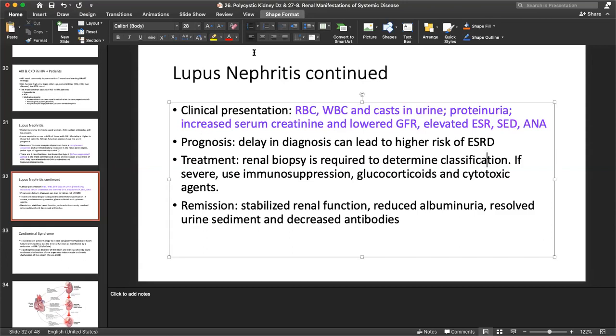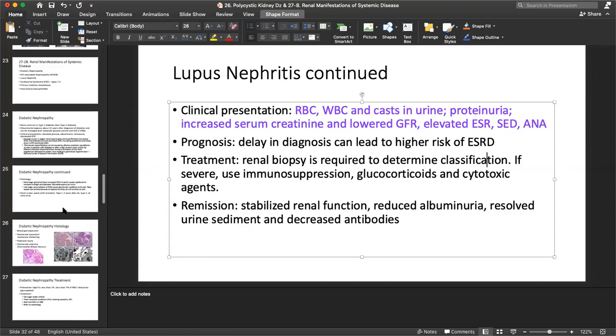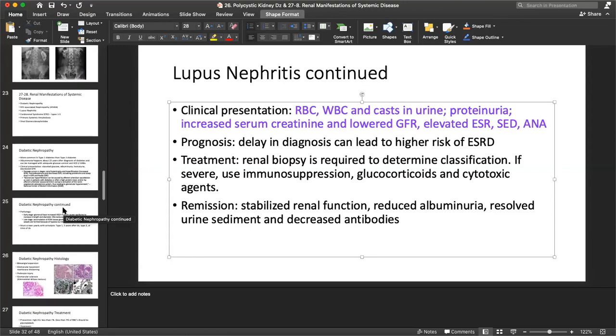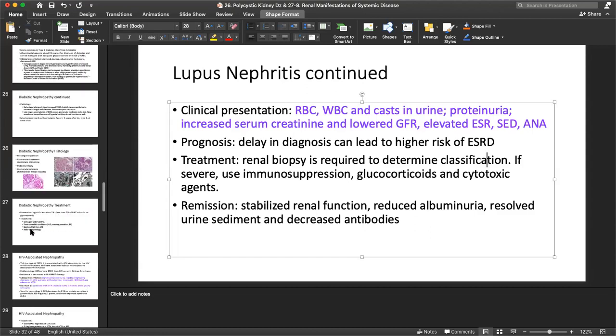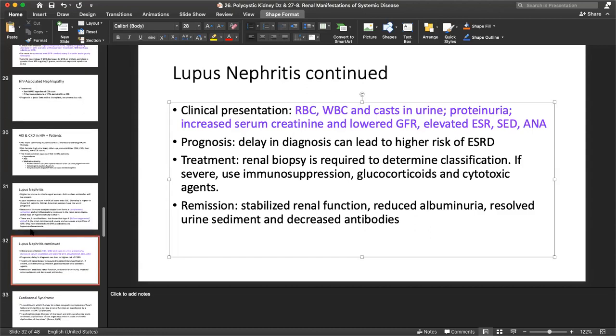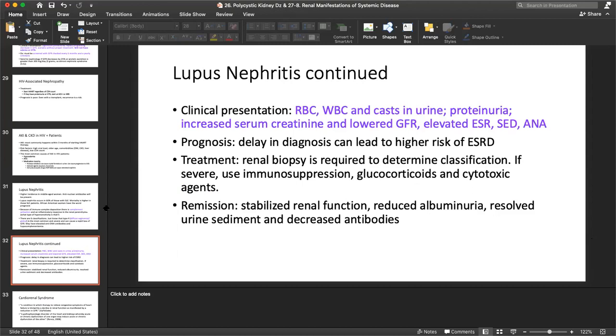And you're going to treat it like you're treating lupus. So immunosuppression, glucocorticoids, and a cytotoxic agent. If I was looking through these, because I feel like this is the hardest thing, look at that patient presentation, make sure that you know what the treatment is going to be, and then no weird facts about it. Think, okay, diffuse segmental global is the most common. They've got all this stuff, so I'm going to treat them with immunosuppression, glucocorticoids, something like that.